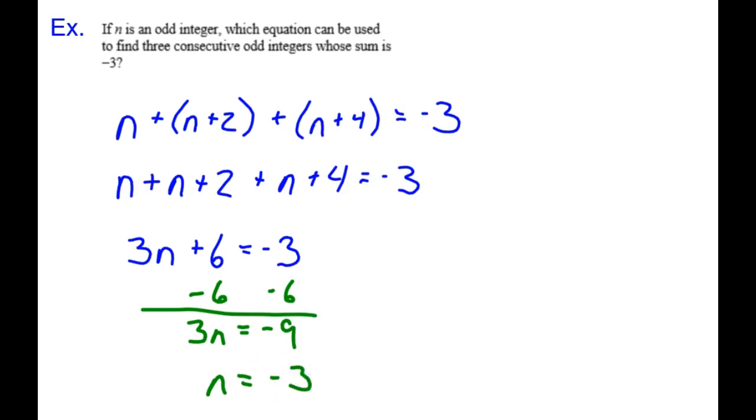So now, if we go and take our 3 consecutive integers, our first one is -3. We're going to add to that: -3 plus 2, which would be -1. And then we're going to add to that: -3 plus 4, which is +1. And that result has to be -3. Well, -1 and +1 cancel out, so we're left with -3 equal to -3, which we know is true.